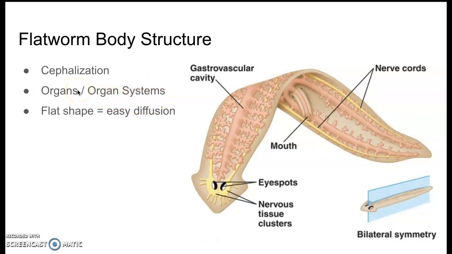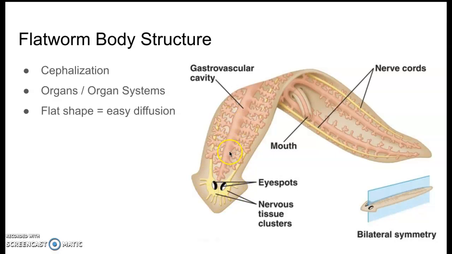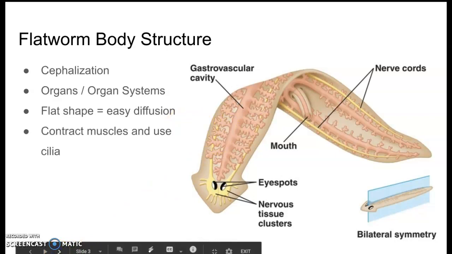What I need you to get out of this is that we're building on complexity here. We now have nervous tissue, I should say, it is not a system, but we developed tissues that work together to build an organ, and that organ is this gastrovascular cavity that allows this organism to process any nutrients. So they don't need a respiratory system because of how small their shape is.